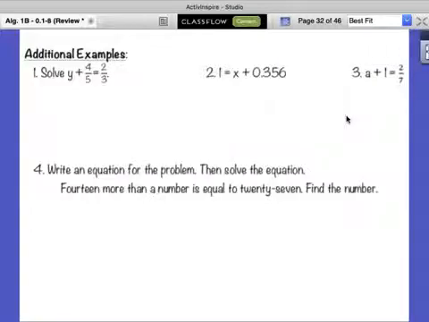So, solve y plus 4/5 equals 2/3. Ooh, fractions. Gross fractions. Okay? So, we'll work through them, though. We'll figure them out, okay? So, what would we do?